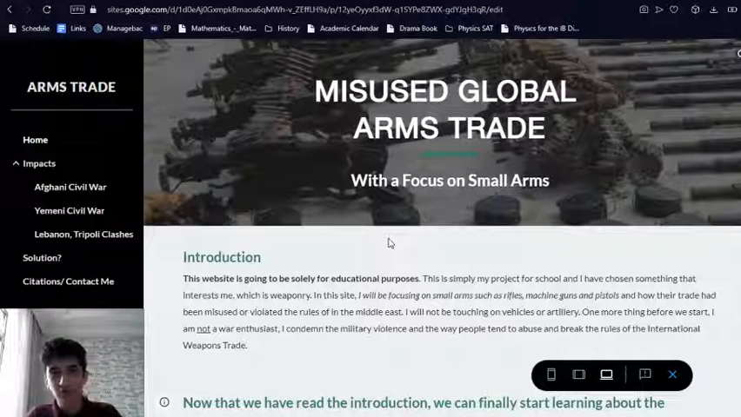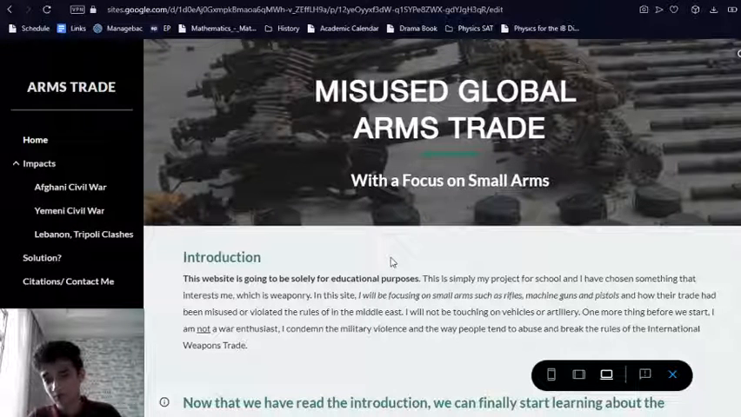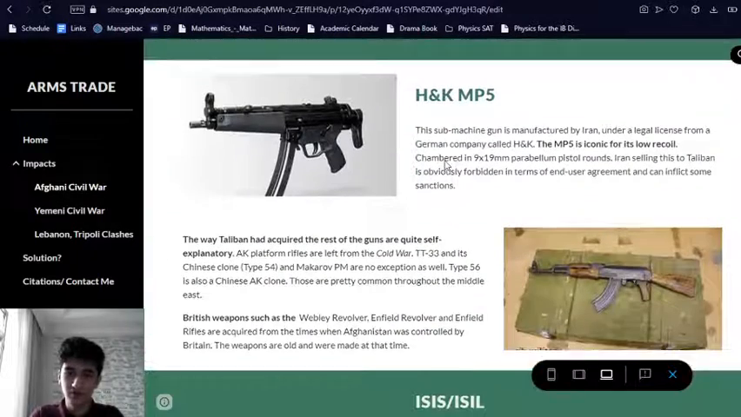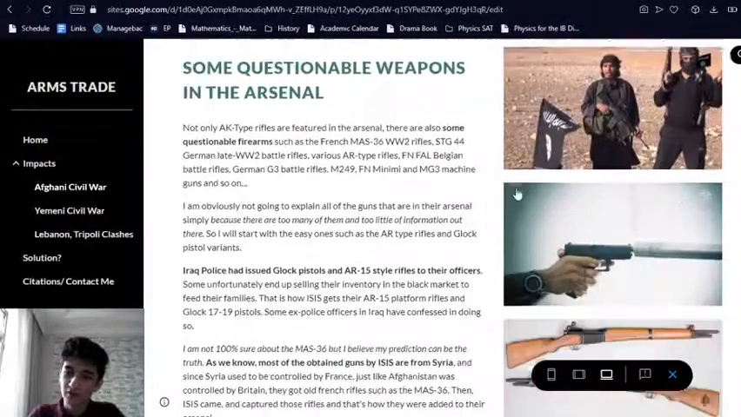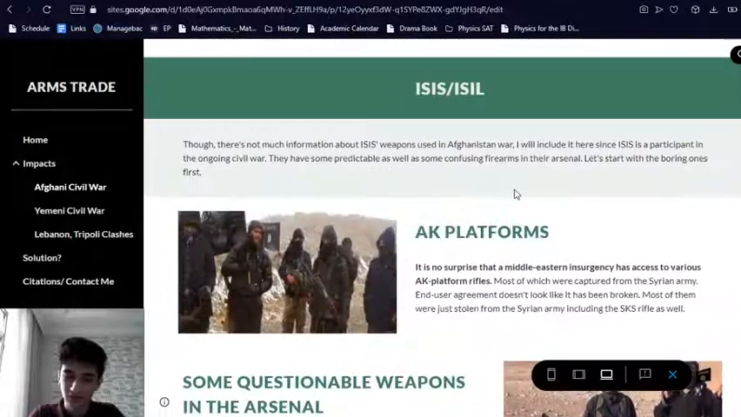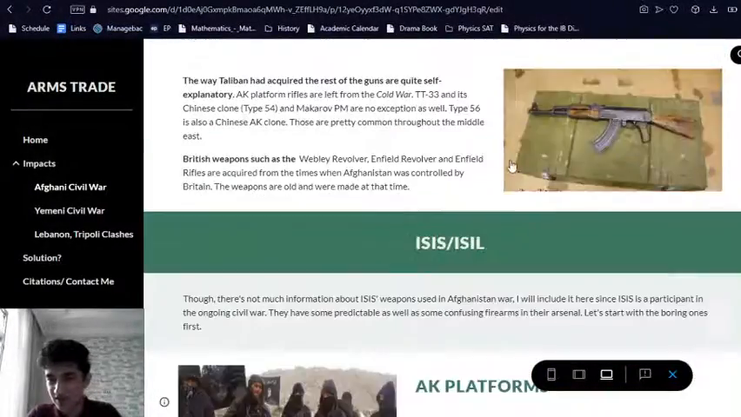The challenges I have faced by making this website were primarily lack of information. For example, in the Afghani civil war, I could not really find much. It's not because of laziness or something. I really was trying to find information, but as you can see, there is not much here. Really, only small paragraphs, and that's it.